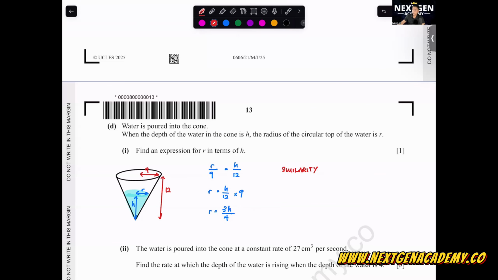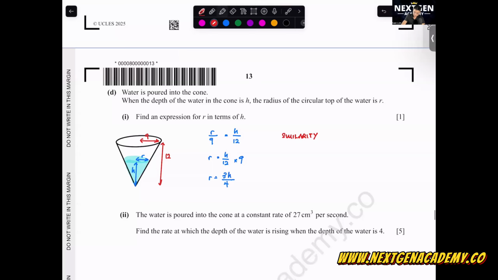The next one. Water is poured into a cone at a constant rate of 27 cm cubed per second. Find the rate at which the depth of water is rising when the depth of the water is equal to 4. What's the depth of water? Depth, according to the definition here, is h. When h is equal to 4. What do they want us to find? If you don't know what this unit is, look at the unit. This is a volume unit. Rate is time. So this will be dV over dt.